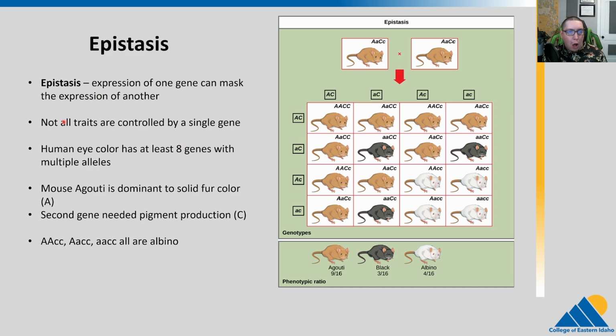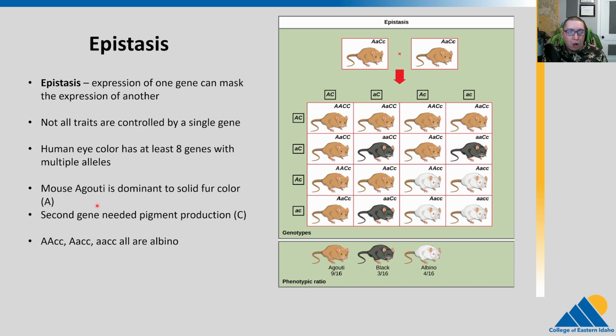So not all traits are controlled by a single gene. For human eye color, there are at least 8 genes with multiple alleles that control it. So that's why we don't get white or black eyes or something like that, right? There's a lot of different variation in there.